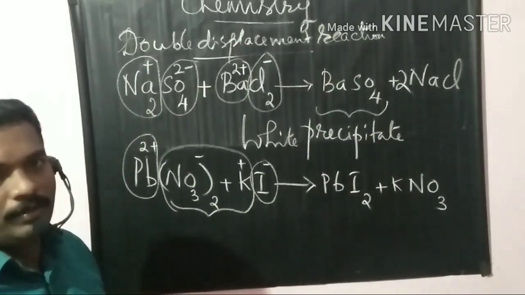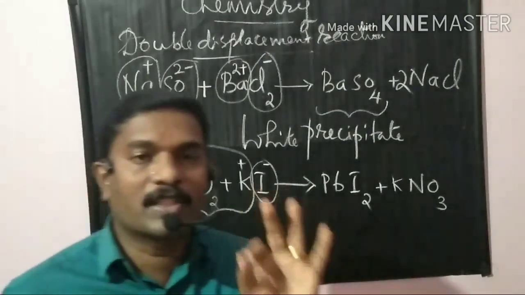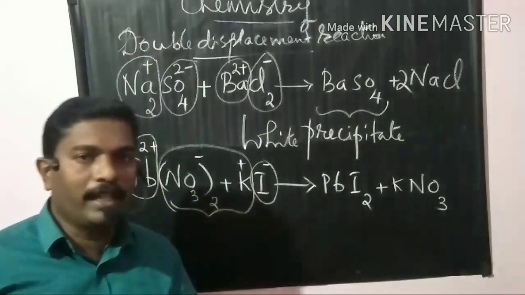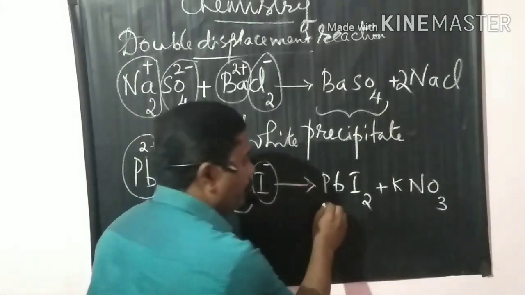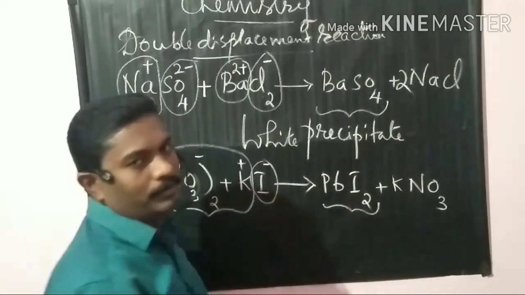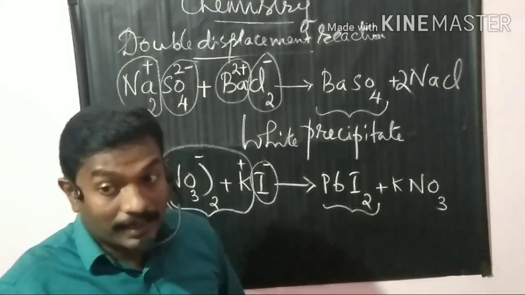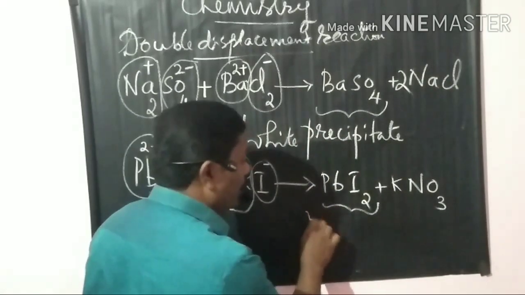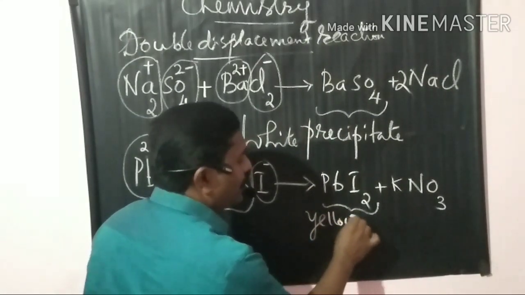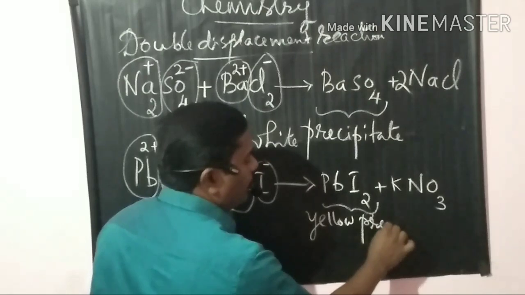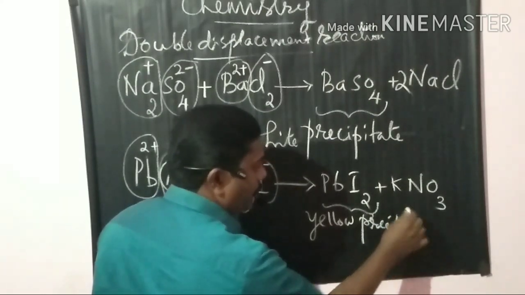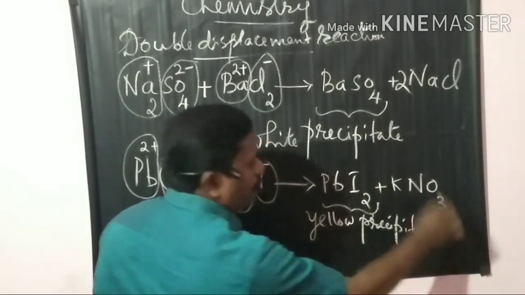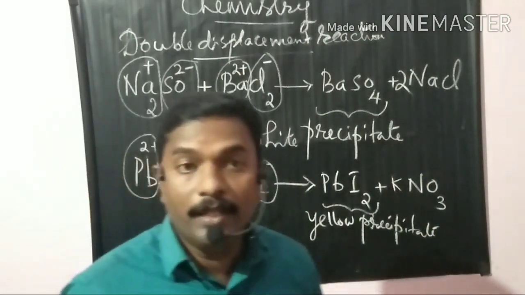Here also an insoluble salt is formed. Which is the insoluble salt here? Yes, what's that? PbI2. And do you know what's the color? Say it is yellow. Very good. Yellow. So we know the product is formed as a yellow precipitate. Yellow precipitate, PbI2.